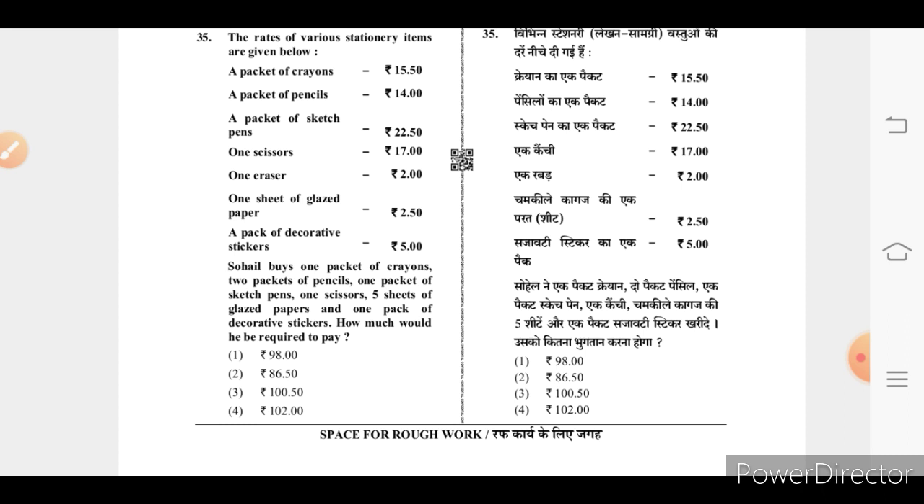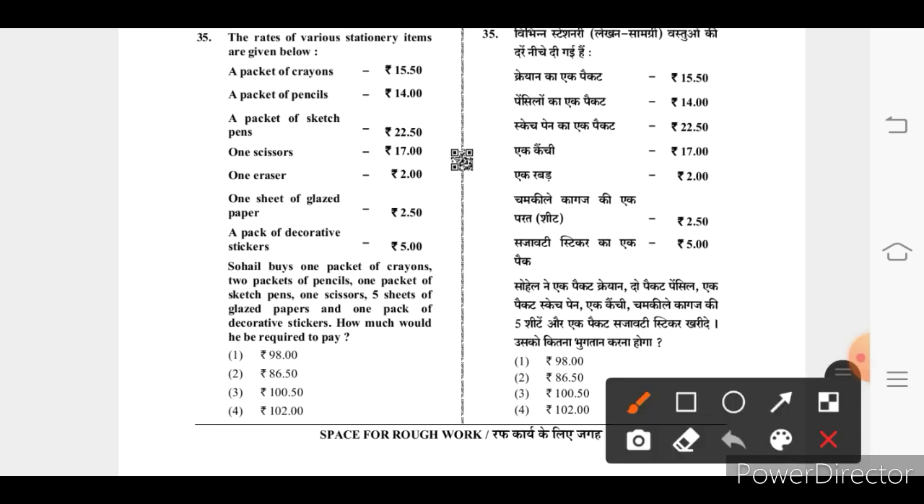So Sohail buys first 1 packet of crayons. What is the cost of crayons? 15.50. And 2 packets of pencils. 1 packet of pencils is 14 rupees, so for 2 packets it is 28 rupees.